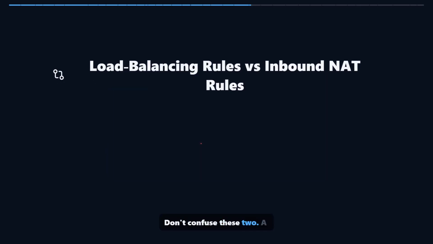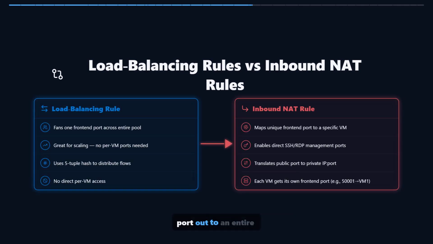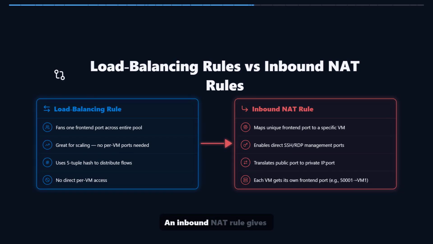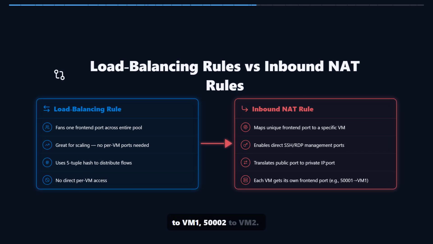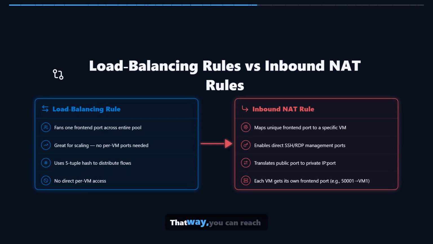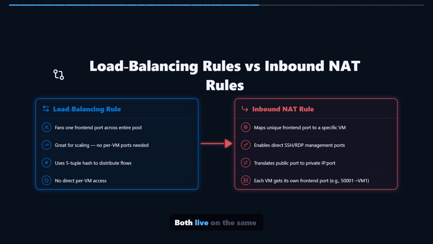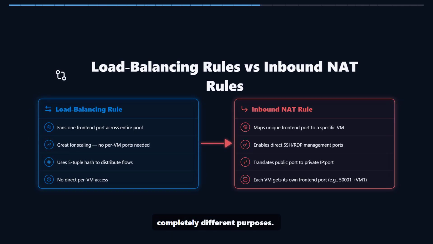Don't confuse these two. A load balancing rule fans one front-end port out to an entire pool of VMs, great for scaling. An inbound NAT rule gives each VM its own unique front-end port for direct access, like SSH on port 5001 to VM1, 5002 to VM2. That way, you can reach management ports without slapping a public IP on every server. Both live on the same load balancer, but they serve completely different purposes.